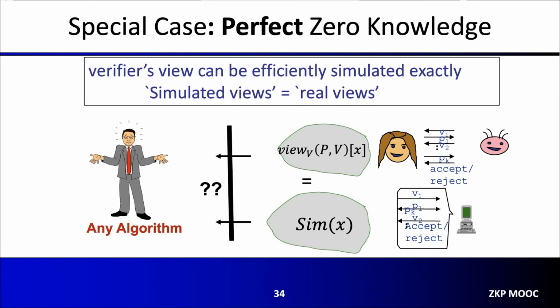So perfect zero knowledge is a special case where, if you look at the view of the verifier, we can actually simulate it perfectly. The simulated view and the real view are the same, which means they're indistinguishable for any algorithm. So when you can prove perfect zero knowledge, it's an unconditional result. Usually when we only prove computational zero knowledge, we make some assumption that some computations are hard. Whereas with perfect, there's no difference between what we can learn during the real interaction and what we can learn from a simulation.